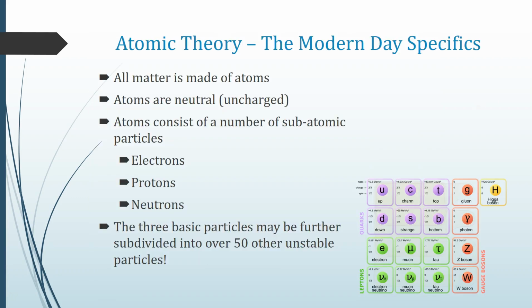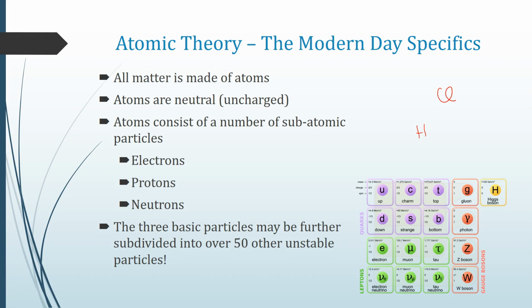So for us, what we're really looking at in terms of modern day specifics is what we understand an atom to be: that all matter is made of atoms, and that atoms are neutral. So they're uncharged. An atom of chlorine is uncharged, an atom of hydrogen is uncharged. Pretty much, if we can read it on the periodic table as it's written, it is uncharged. So it's neutral. It will have an equal number of electrons to protons and not carry either a positive or negative charge. They consist of electrons, protons, and neutrons.